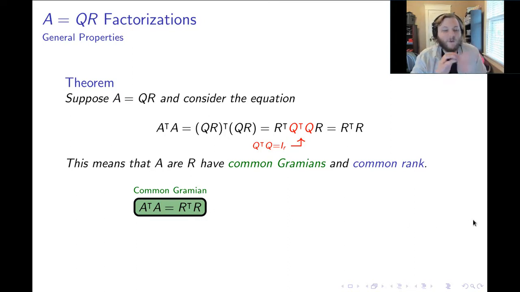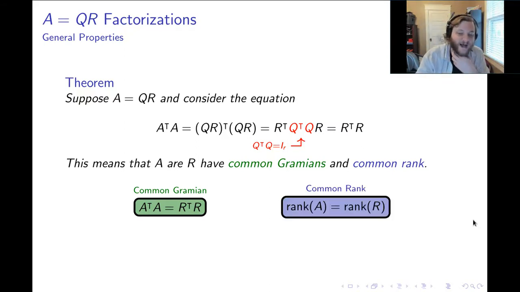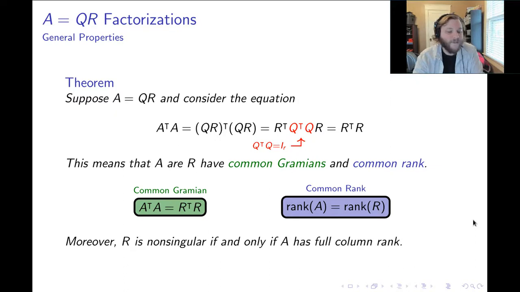And I want everyone to remember that the rank of the gramian of a matrix is always the same as the rank of the original matrix. So this also implies that the rank of A is always the rank of R. And then another consequence of this says that R is non-singular exactly when A has full column rank.